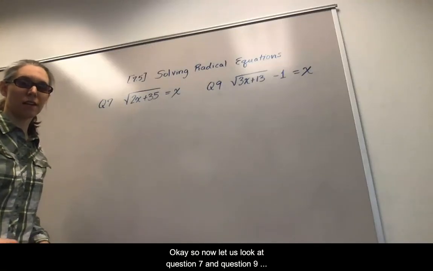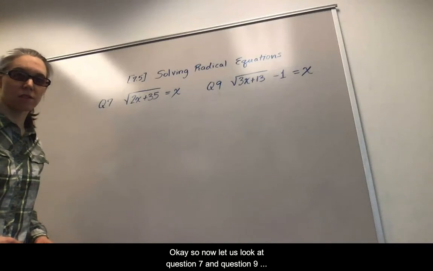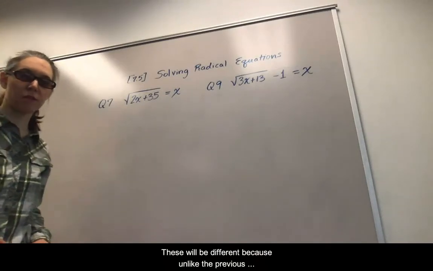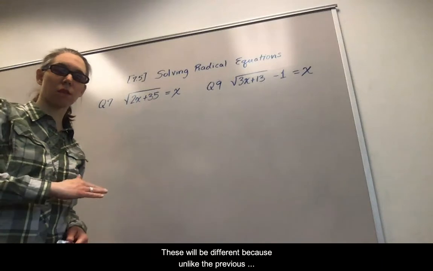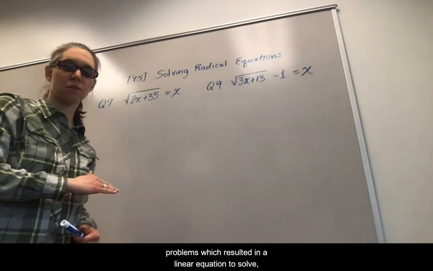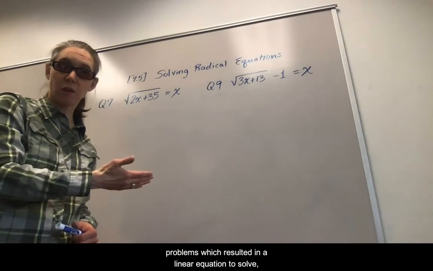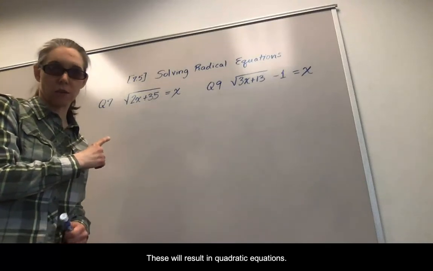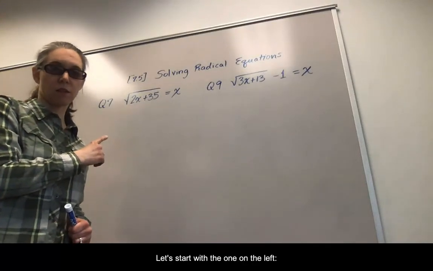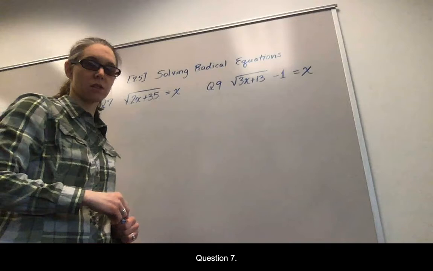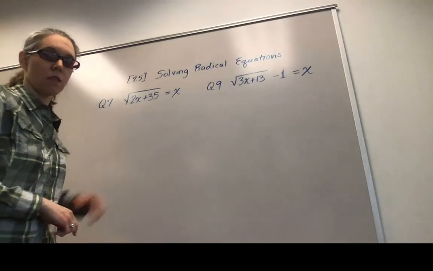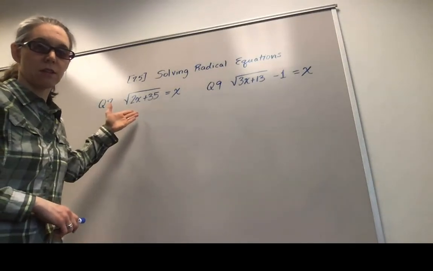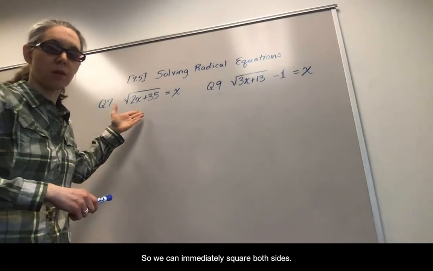Okay. So now let us look at question 7 and question 9 from MyOpenMath. These will be different because unlike the previous problems, which resulted in a linear equation to solve, these will result in quadratic equations. Let's start with the one on the left. Question 7. The radical is already isolated, so we can immediately square both sides.